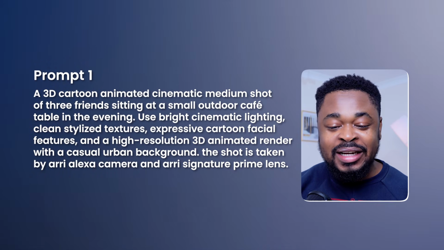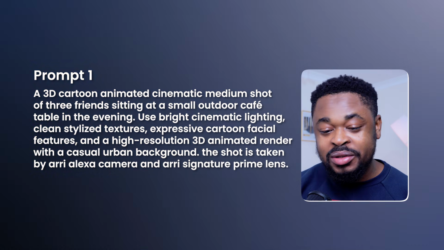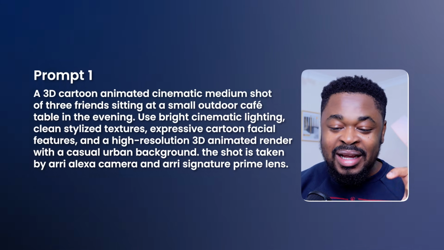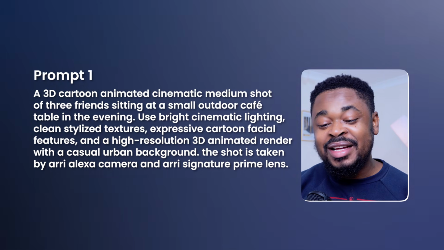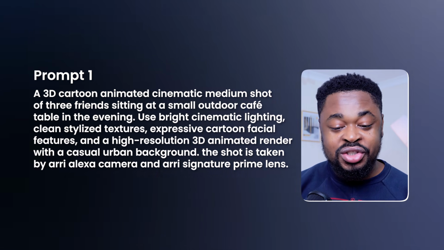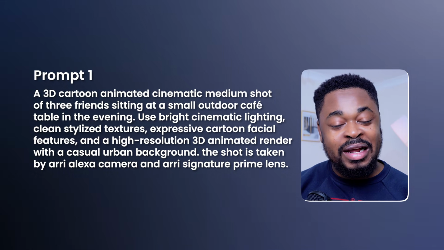Now, here's the real way to structure your image prompt. For example, I'm going to say a 3D cartoon animated cinematic medium shot of three friends sitting at a small outdoor cafe table in the evening. Use bright cinematic lighting, clean stylized textures, expressive cartoon facial features, and a high resolution 3D animated render with a casual urban background. The shot is taken by Arri Alexa camera and Arri signature prime lens.